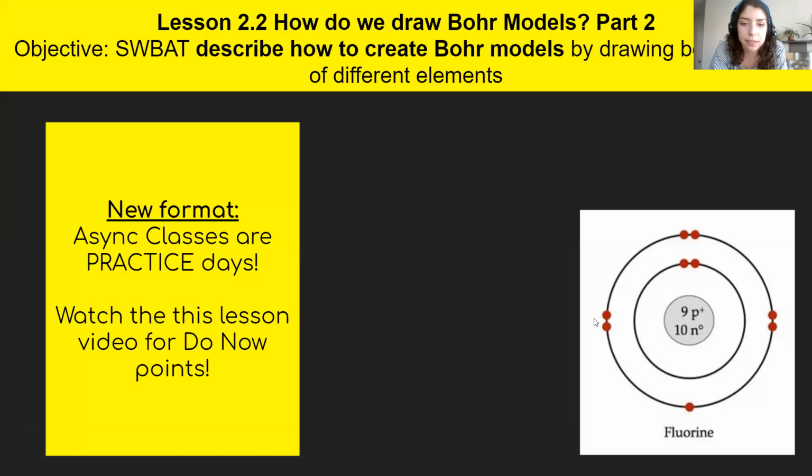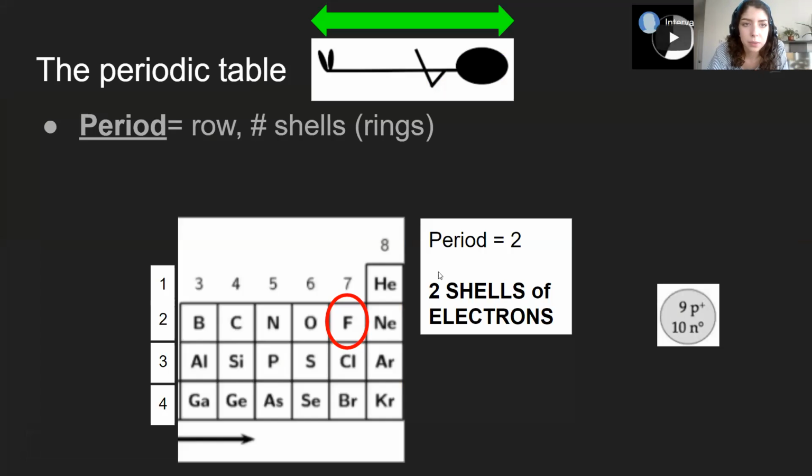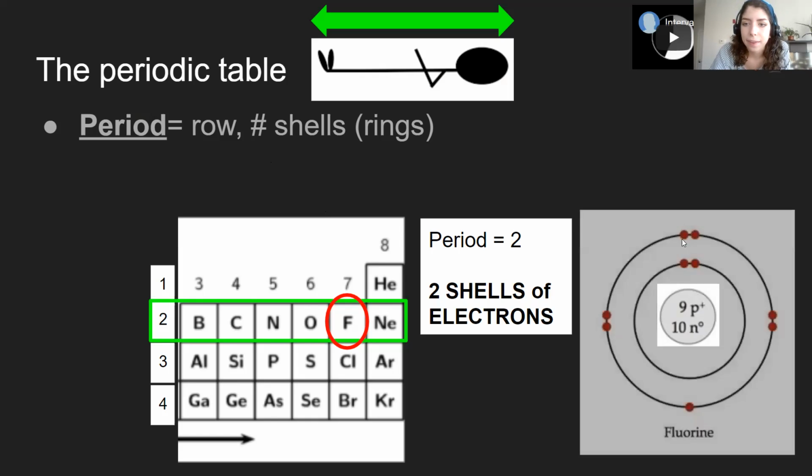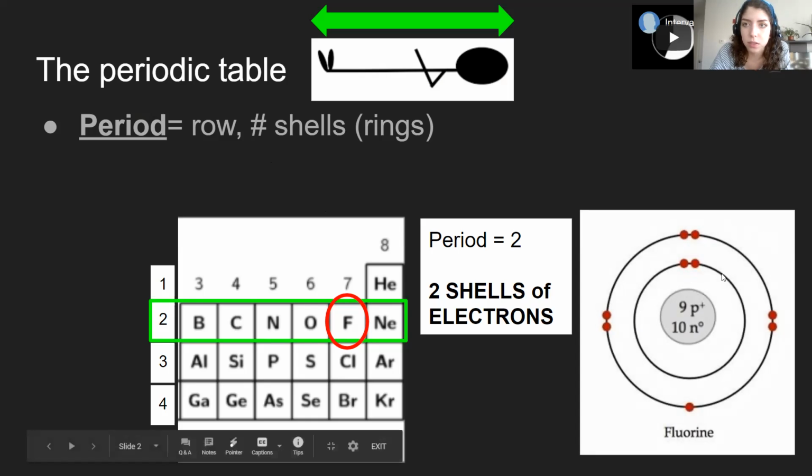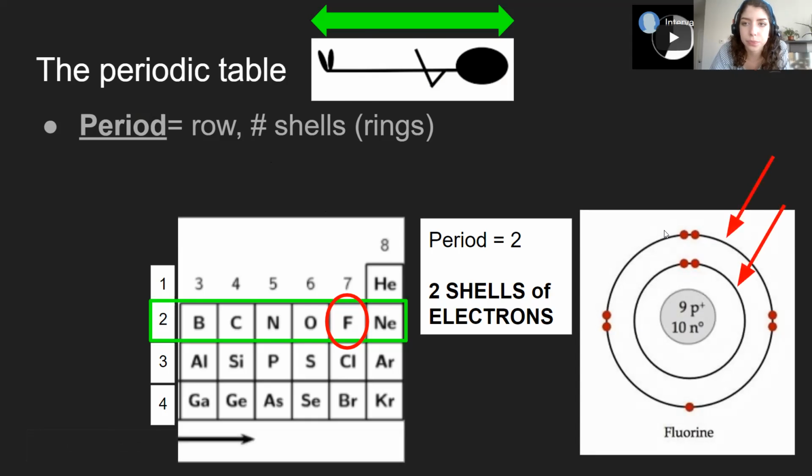Today is mostly practice. So, the periodic table we talked about yesterday is a table that has periods, and those periods are rows. So we talked about fluorine, which is in the second row. And because it's in the second row, that also means it has two shells or two rings. So if this is our atom, you can see the nucleus is in the center, and there are two rings of electrons surrounding the nucleus, 1 and 2.